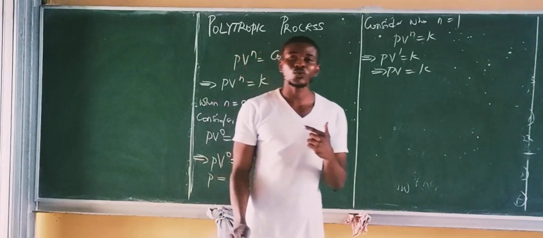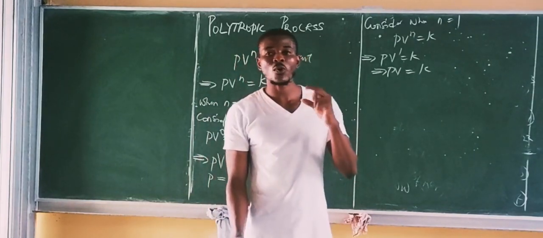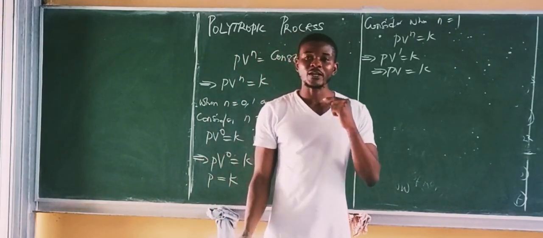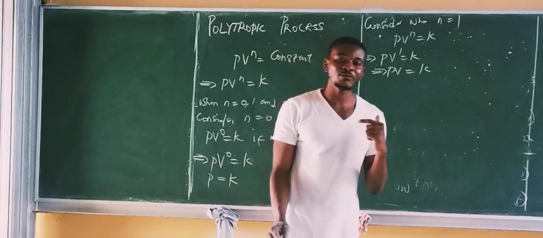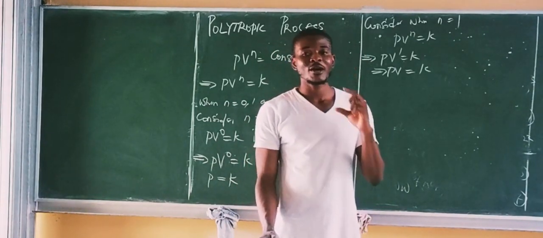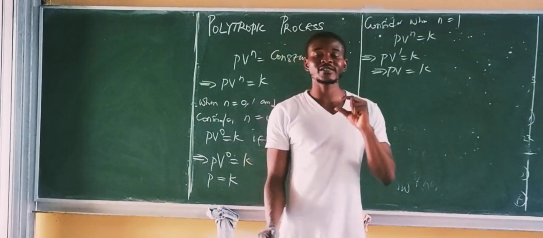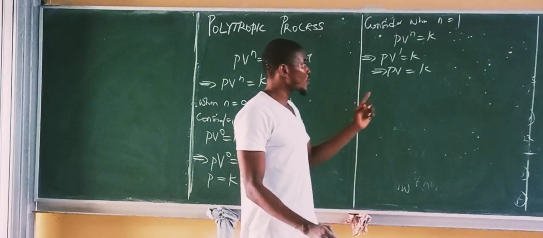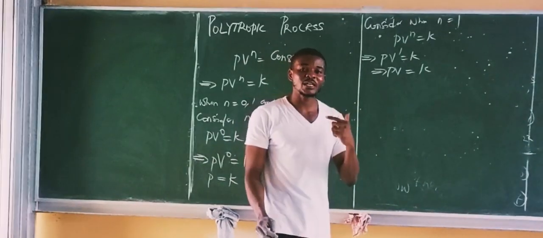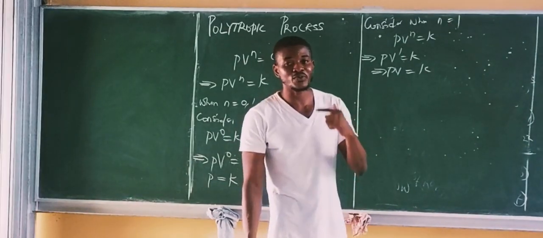Now, PV equal to constant arises from what is called Boyle's law. Recall in Boyle's law we said that the volume of a given mass of a gas is inversely proportional to what? Its pressure, provided temperature is kept constant. Okay, so that means this condition is actually a constant temperature process.